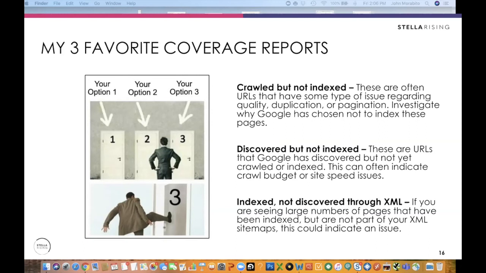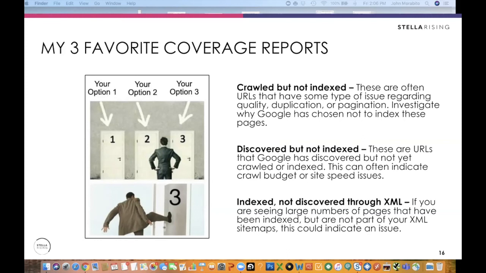And so my favorite coverage reports, the ones that I tend to get the most information out of, the ones where as soon as I look at a client's website, I go to these reports to get a sense of what's going on, would be crawled but not indexed. And these are often, going back to Barry's comment, the URLs that have some type of quality issue. Could be pagination, could be duplication, could be something where they're just not good search material, right? Google doesn't want these pages for one reason or another.